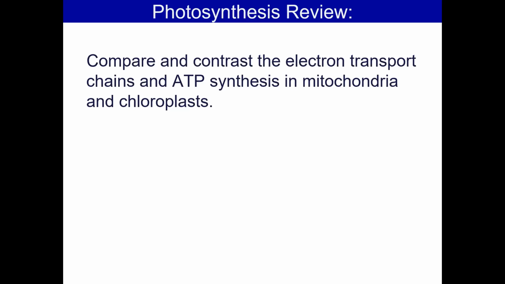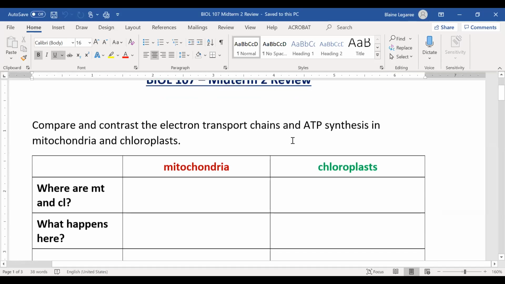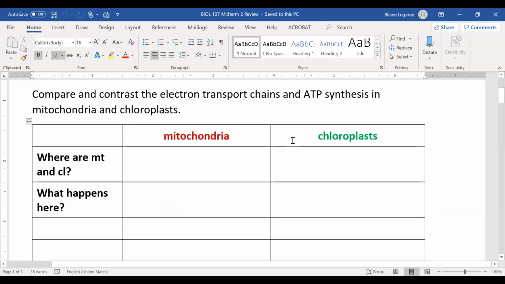So you can see the question says, compare and contrast the electron transport chains and ATP synthesis in mitochondria and chloroplasts. So what I wanted to do for you was put together a little table for comparing things. So I started it right here. There's the question, and you can see I'm starting off with just the basics. It says, where are the mitochondria and the chloroplast?